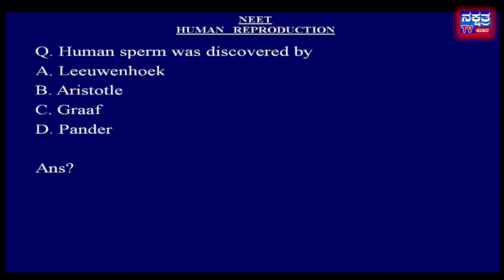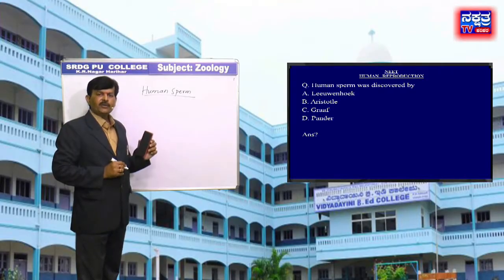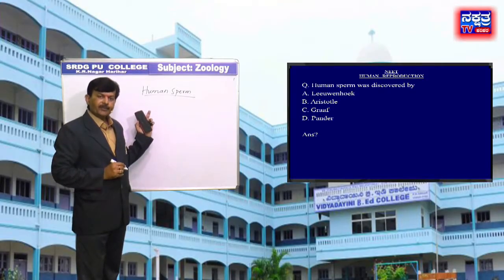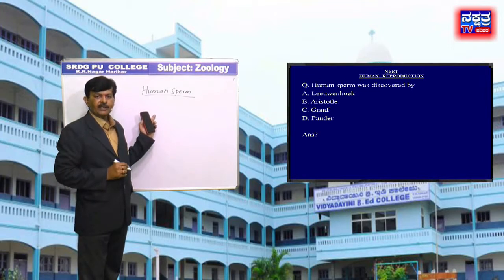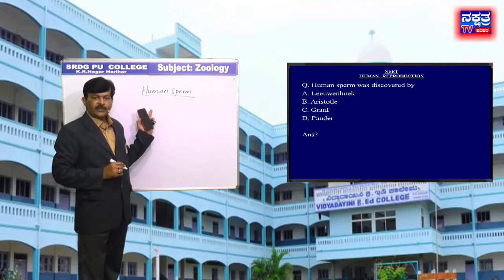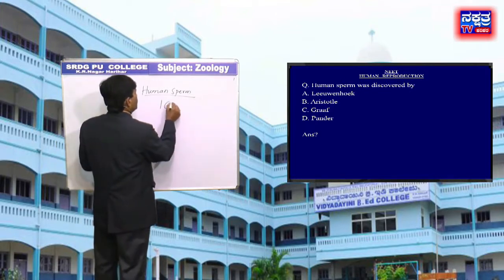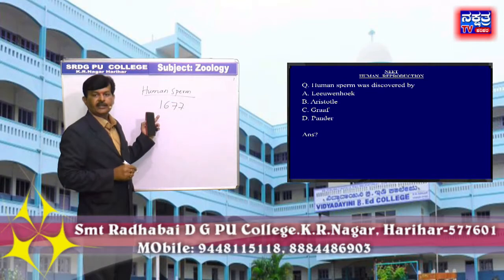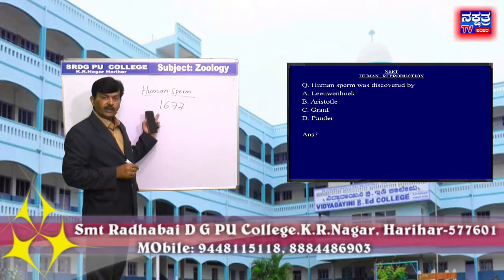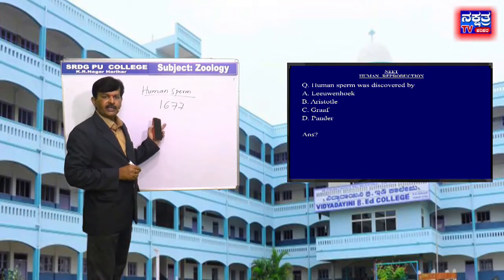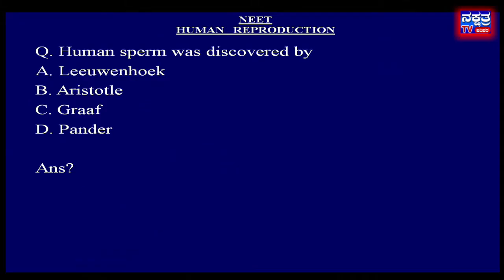Human sperm was discovered by option A, Leeuwenhoek, B, Aristotle, C, Graf, D, Pander. As you know, sperm is a male reproductive gamete or germ cell. The sperm were first observed in 1677 by Antony van Leeuwenhoek. Therefore, in the given option A, Leeuwenhoek is the right answer.